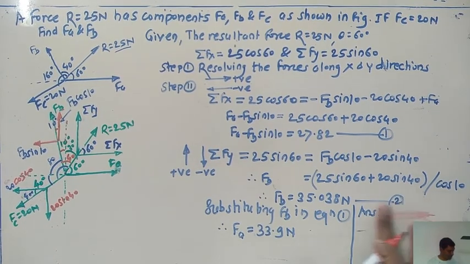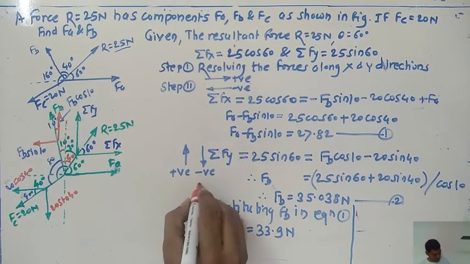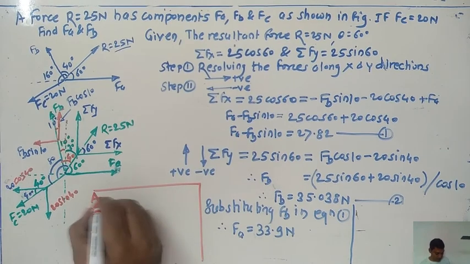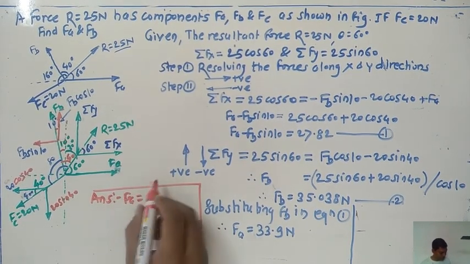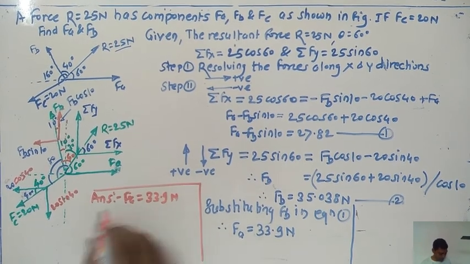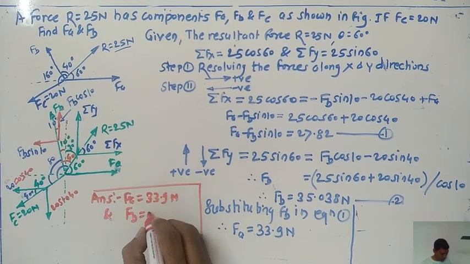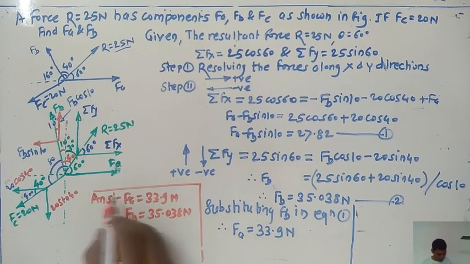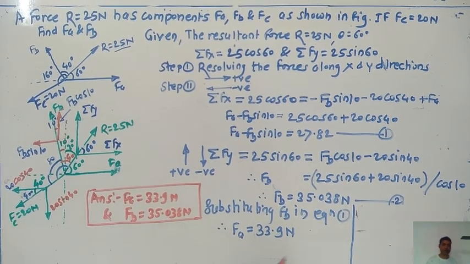I hope this answer is not visible to you. I'll just add that answer here, but you continue your answer after this. So the answer is FA equals 33.9 and FB equals 35.038. I hope this problem is clear to you.